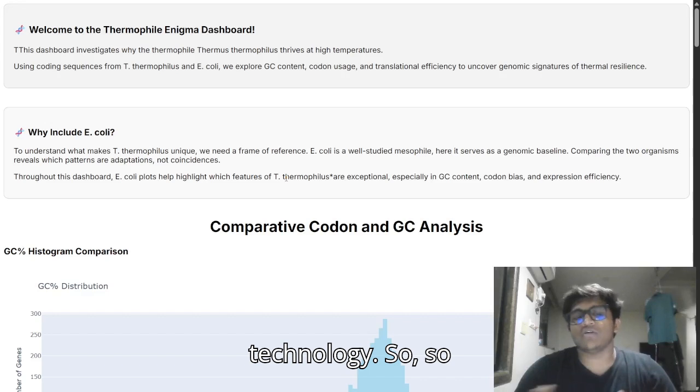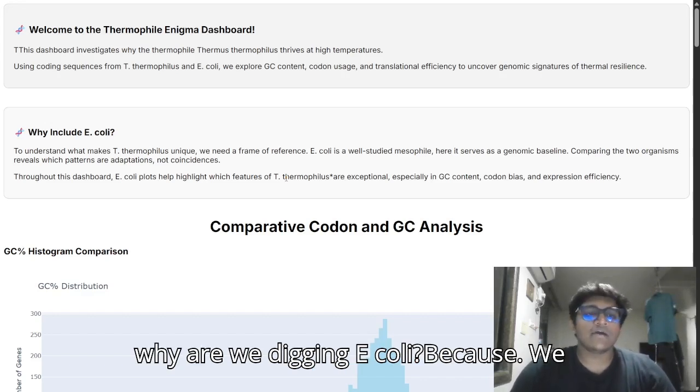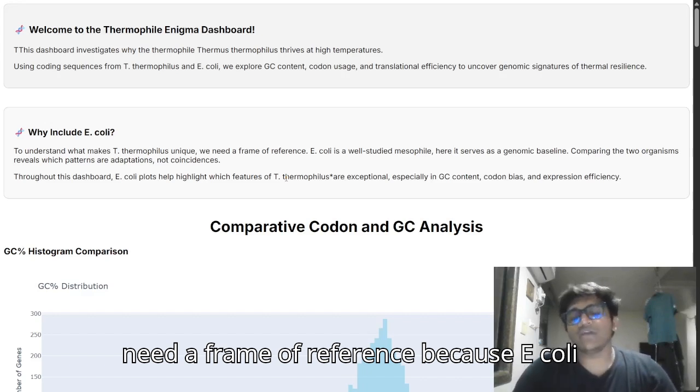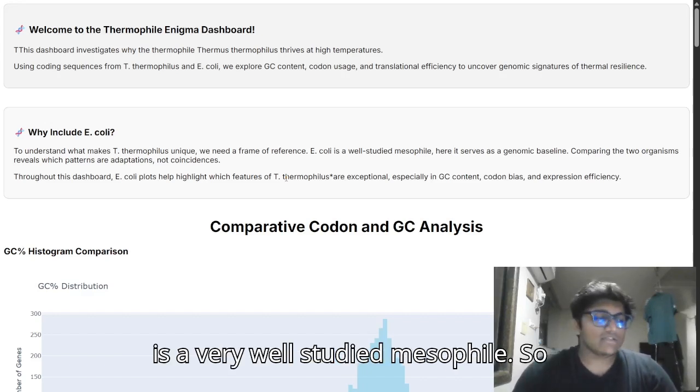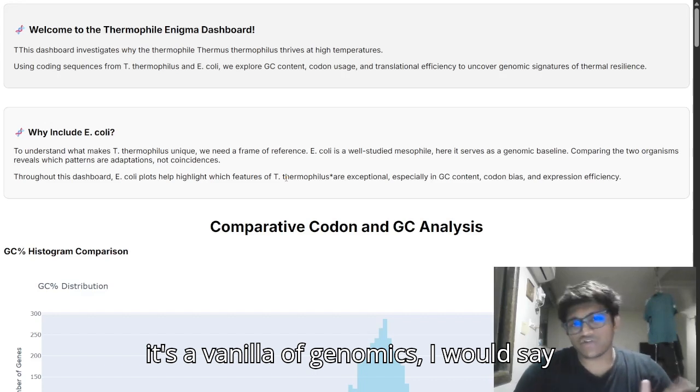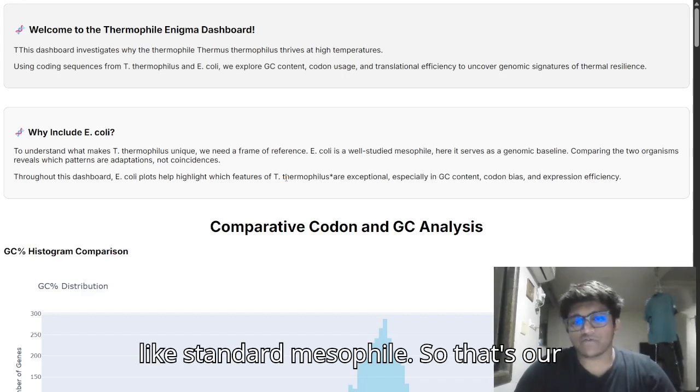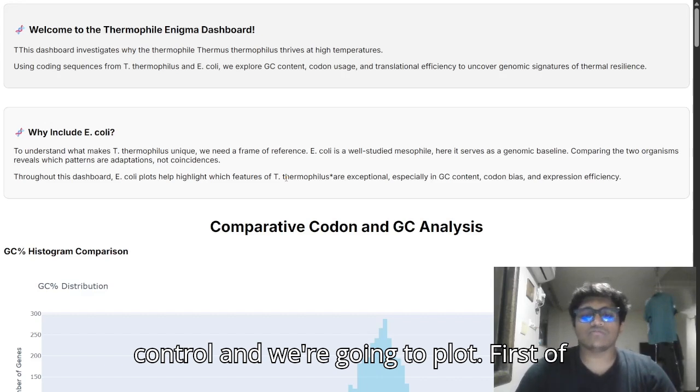It's an amazing technology. So, why are we taking E. coli? Because we need a frame of reference, because E. coli is a very well studied mesophile. It's the vanilla of genomics, I would say, a standard mesophile. So, that's our control.